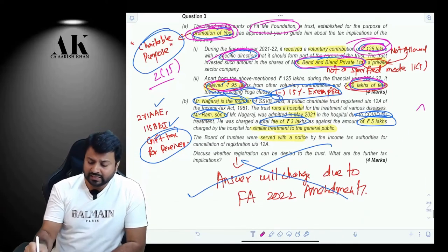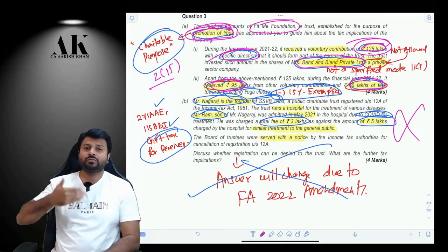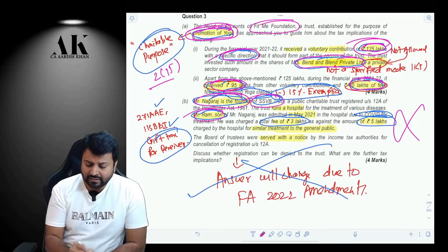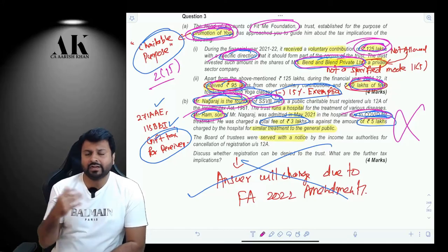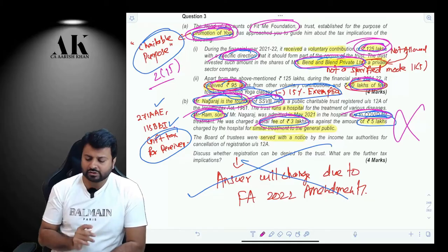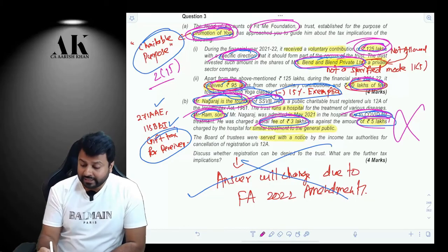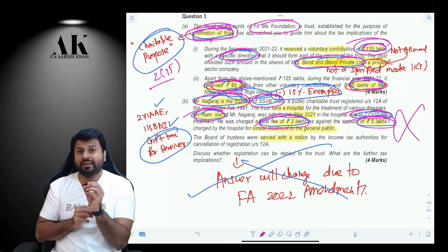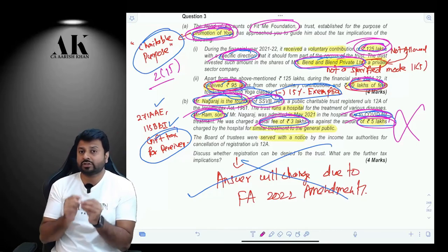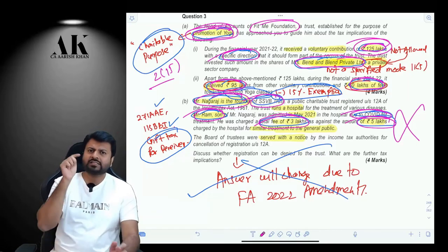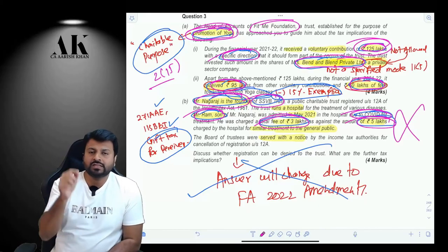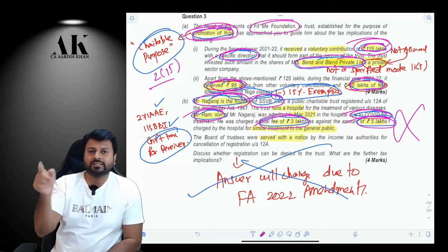Now, the next one, the answer will change because of the Finance Act 2022 amendment. There was a person who was a founder of a trust. Now his son became ill. So the father admitted his son in the hospital of the trust. Okay. Now the total fee which was charged to him was 3 lakhs. Otherwise, it should have been charged at the rate of 5 lakhs. So you are giving unintended benefits to the related party, to the specified persons under section 13 subsection 3. Sir, is the son of a trustee a specified person? Yes, go and check. Section 13 subsection 3, son of a trustee, relative of a trustee is a specified person.